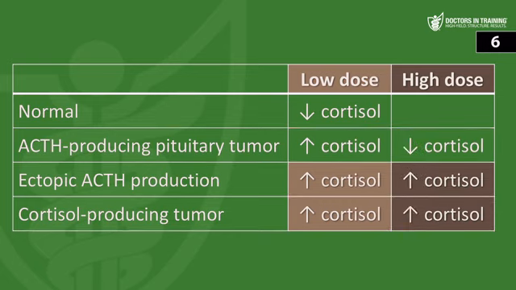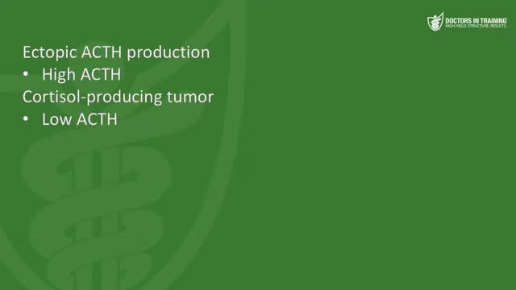So if the ectopic ACTH-producing tumor and the cortisol-producing tumor look basically identical on your dexamethasone suppression test, how would you tell them apart? Well, think about that for a minute. So you can check an ACTH level, right? What's that going to show? Well, the patient with an adrenal tumor, a cortisol-producing tumor, will have low levels of ACTH because of the negative feedback. And a patient with a small cell lung cancer that's producing ectopic ACTH will have high ACTH.